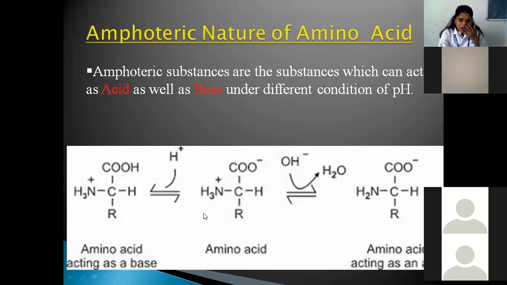Consider an amino acid when it comes in contact with a basic environment, meaning pH more than 7. At this time it will donate a proton. After donating a proton, what will happen? It becomes a negatively charged compound, so it acts as an acid. It is donating a proton, that's why it is acting as an acid. Clear?